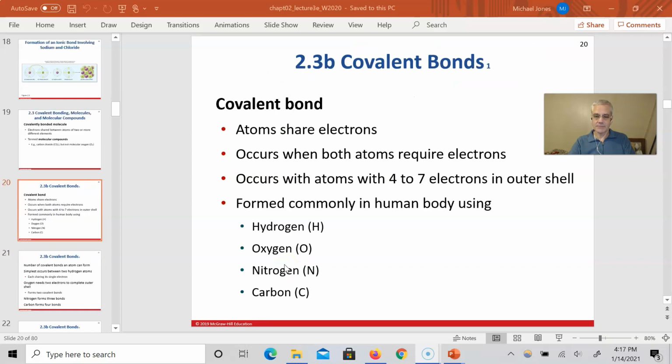But they're sharing. Right, so electrons are shared. Both atoms require electrons.